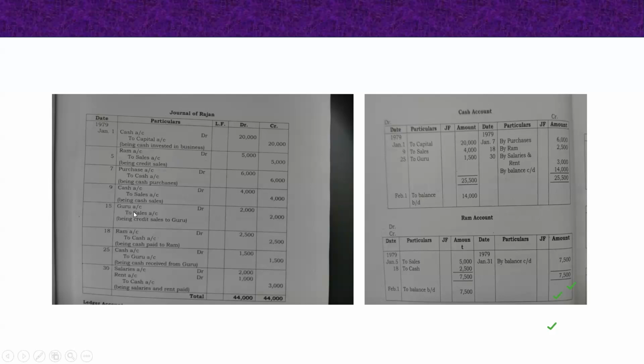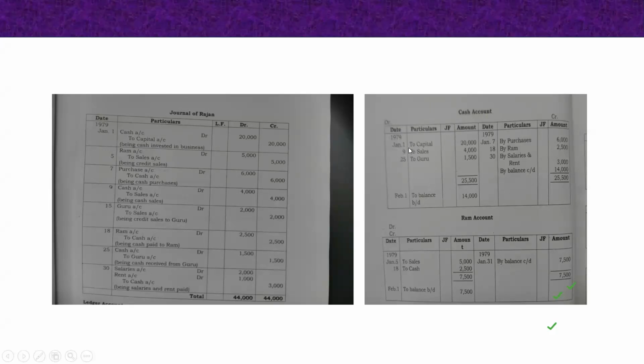And then 15th, it's a credit sale. 18th, again there is cash paid to Ram, so cash is involved here. And 25th, again cash is involved, being cash received from Guru into the business. And 30th of January, again cash is involved, being salaries and rent paid. So we are going to have all the cash transactions in one particular column, which is the cash column.